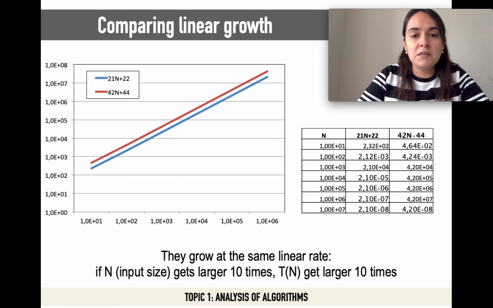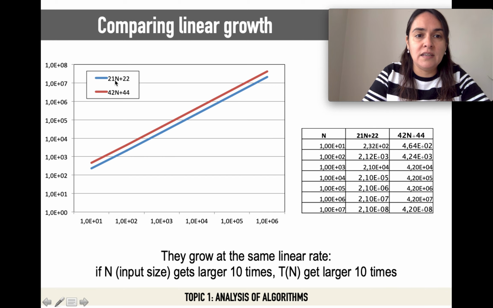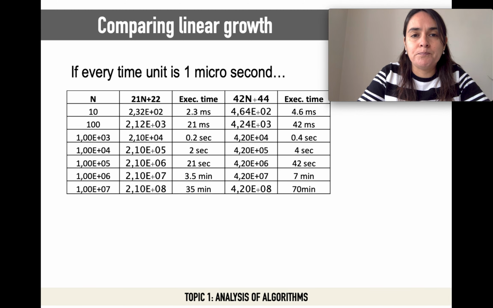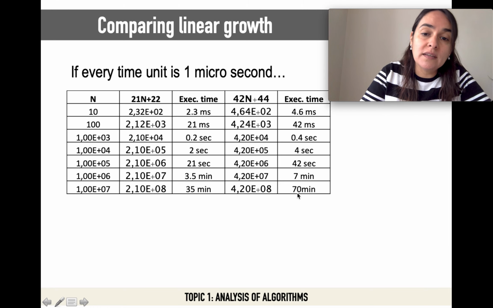And that's okay. So far we can see that the constants are important, but let me show you what happens if, I'm getting ahead too soon. So if every time unit is 1 microsecond, these algorithms will take this time. So you can see one is the double of the other, but they are still in the same order of magnitude. So one is 35 minutes and then the other is 70.